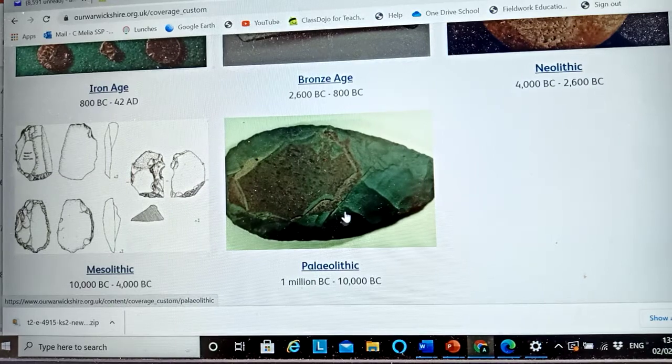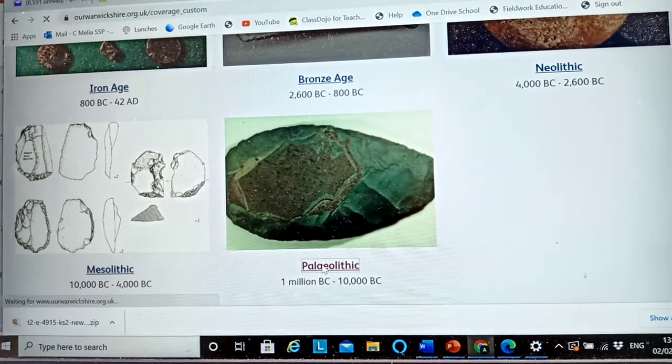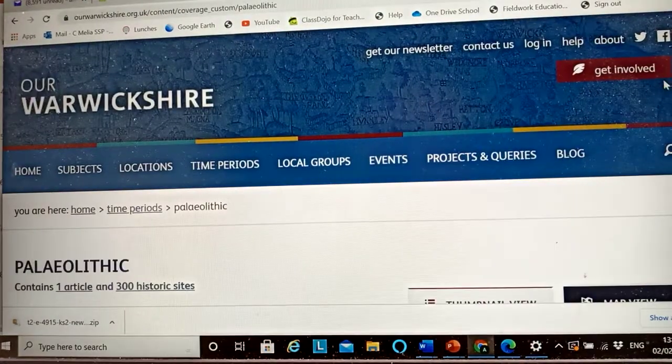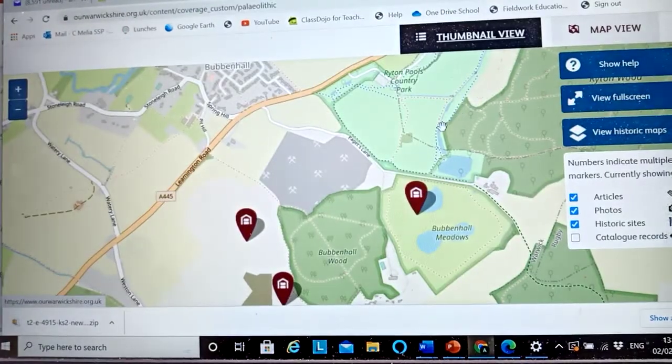I wanted to show you this artifact here. This artifact is something that they found very close to us. When you look at this website, if you go to map view, it shows you where different things were found.